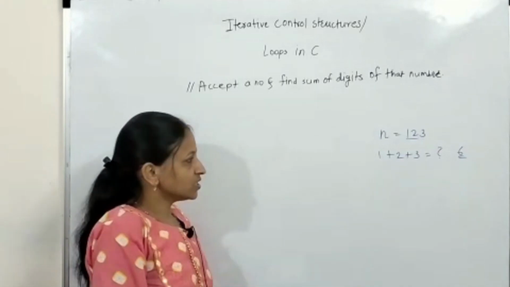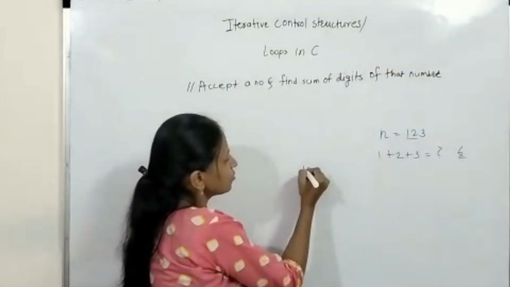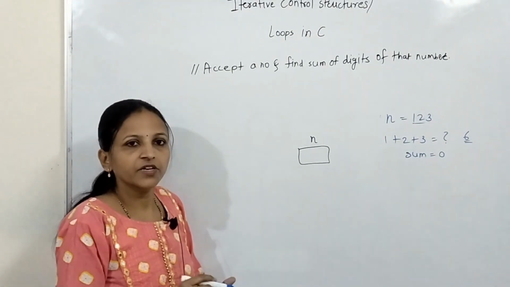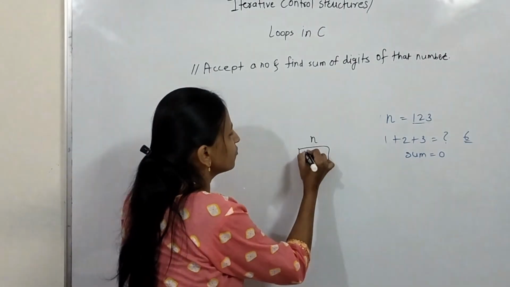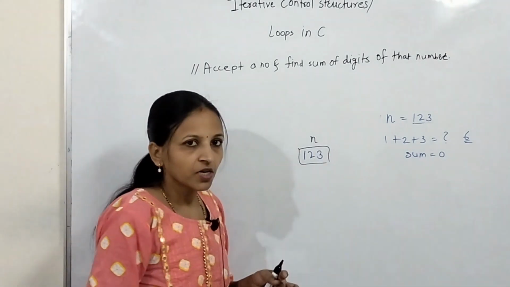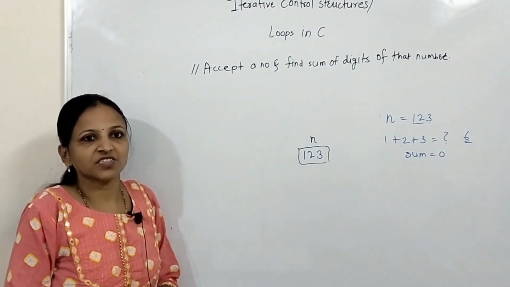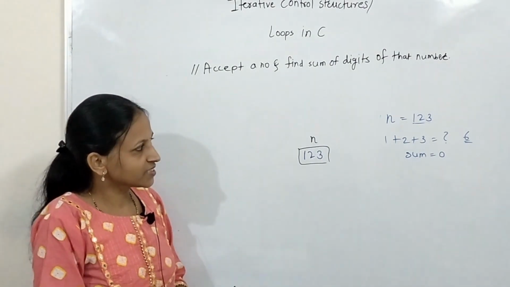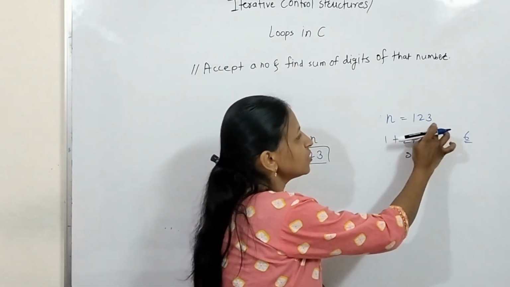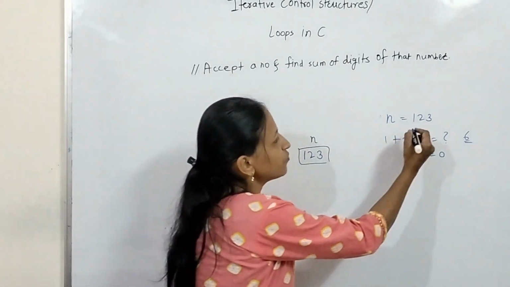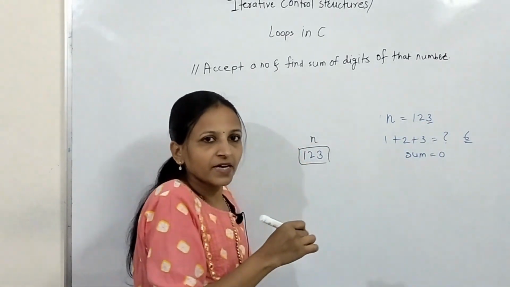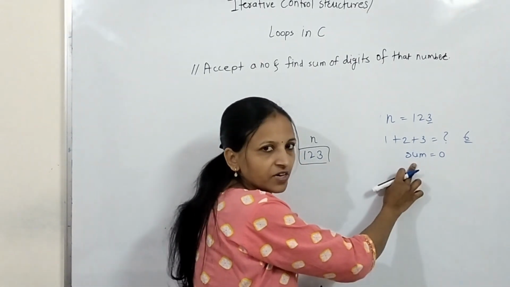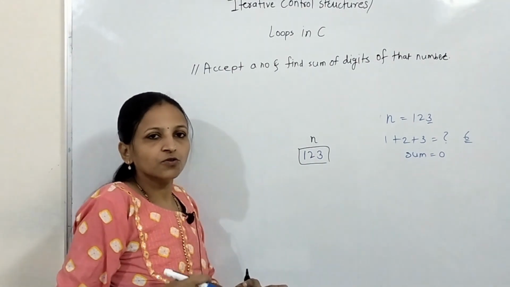Now how to do this? See, first suppose 123 is a number, let it be n. Initially this n has the value 123. We have to separate the digits of that number first and then we can add each separated digit to get the sum. Here we will use this logic: we will first separate the last digit of that number and then add it to a sum variable that we have taken here. See how to do that.